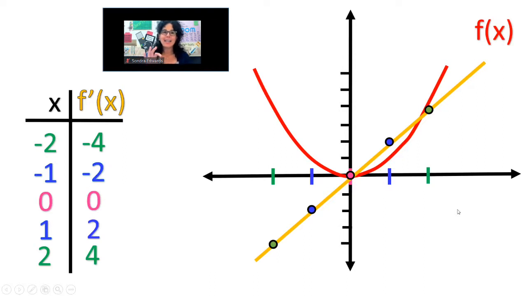One point that is not an estimate: the slope of the tangent at the minimum is 0, and so I want to make sure that the x-intercept and the minimum, those line up.